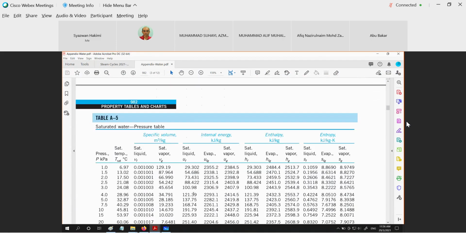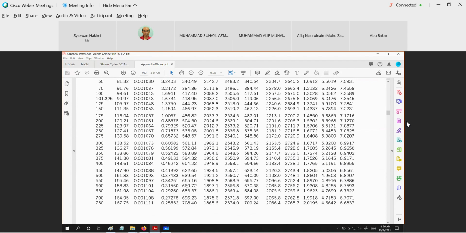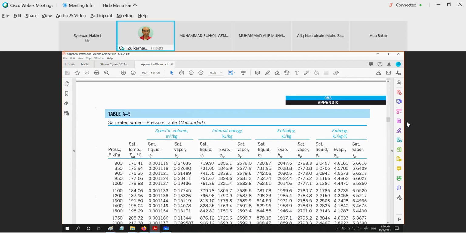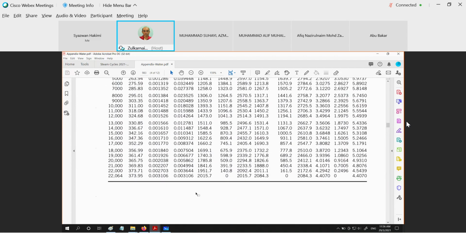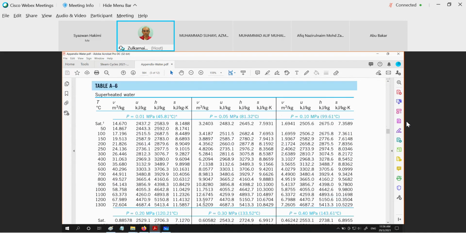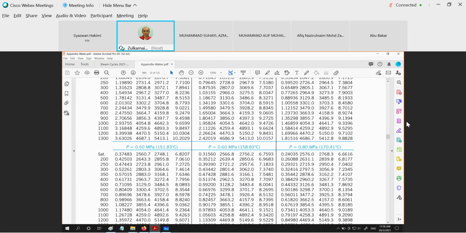0.6 megapascal, 0.6 megapascal superheated vapor. 0.6. Yeah, okay, this is 0.6. The value of S2S is 6.7714. 6.77, yeah. Here you are. Okay, from this point to this point.